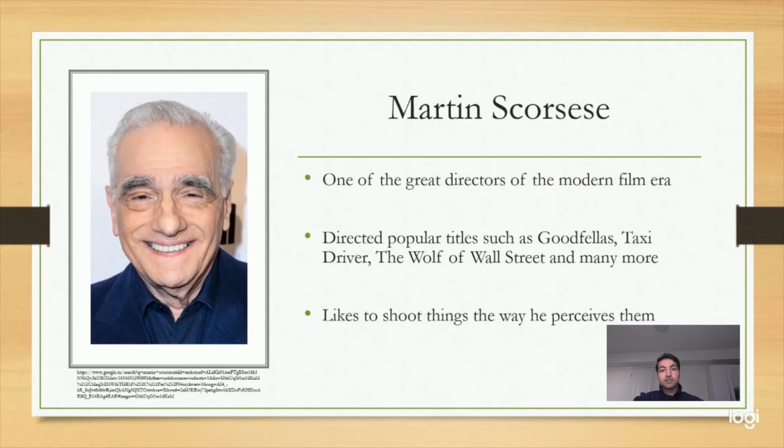Another one of the great directors of the modern film era we'll be looking at is Martin Scorsese. He's directed popular titles such as Goodfellas, Taxi Driver, The Wolf of Wall Street, and many more. He likes to shoot things the way he perceives them, and he gives a lot of thought to camera movement and angles to generate the emotions that he wants the audience to feel. Some of his signature shots that we'll be looking at are the one shot, the pull focus shot, the dolly zoom shot, and the overhead shot.